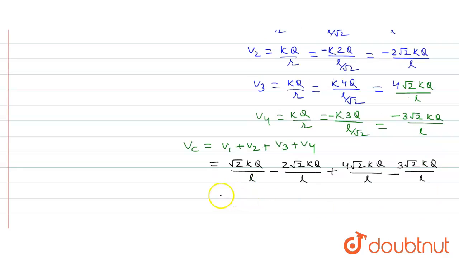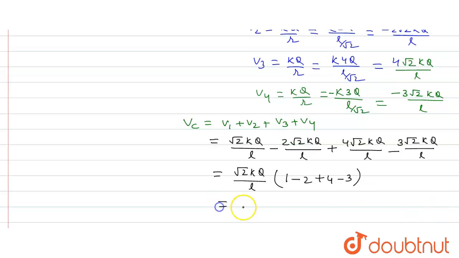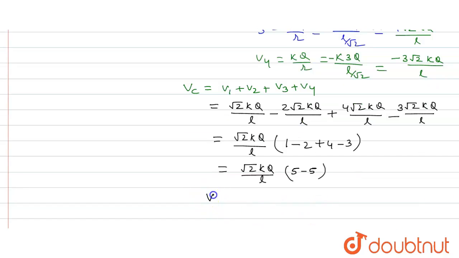Okay, now take the common factor root 2 KQ upon L. So this will be 1 minus 2 plus 4 minus 3. From here this will be root 2 KQ upon L into 4 plus 1, 5 minus 5. So the potential at point C will be 0. Okay, so this will be our answer.